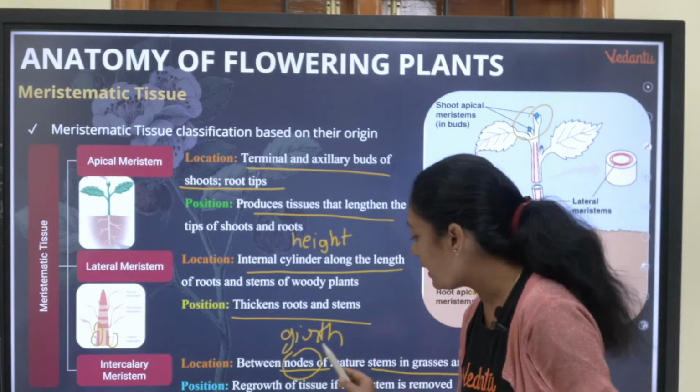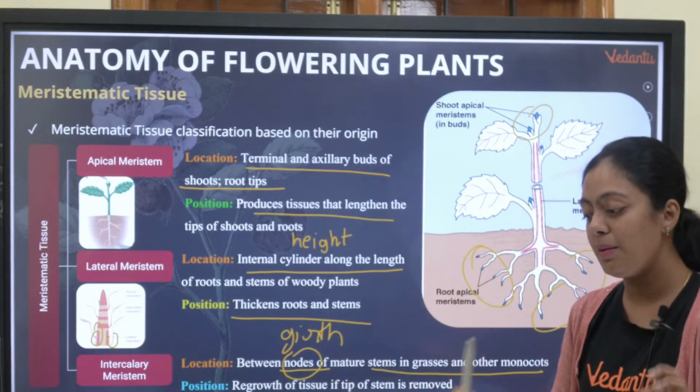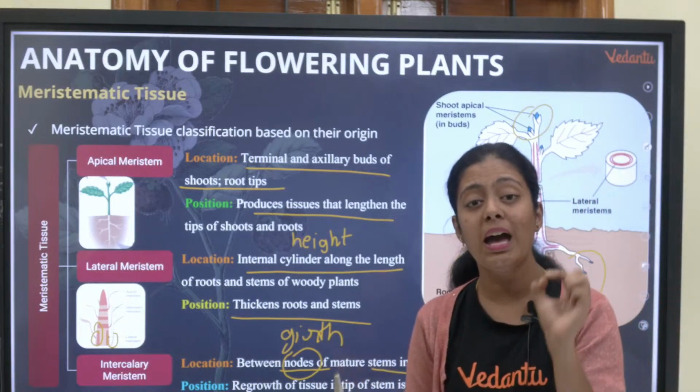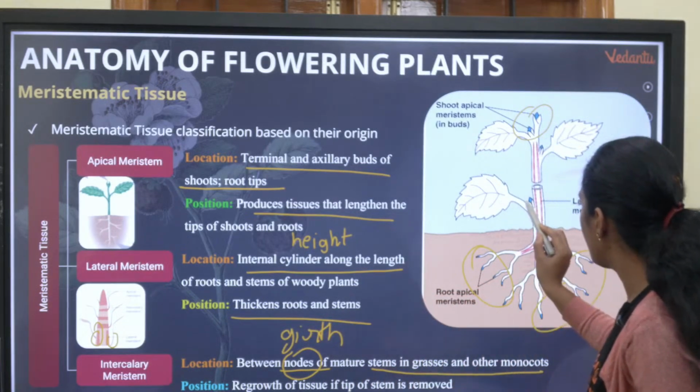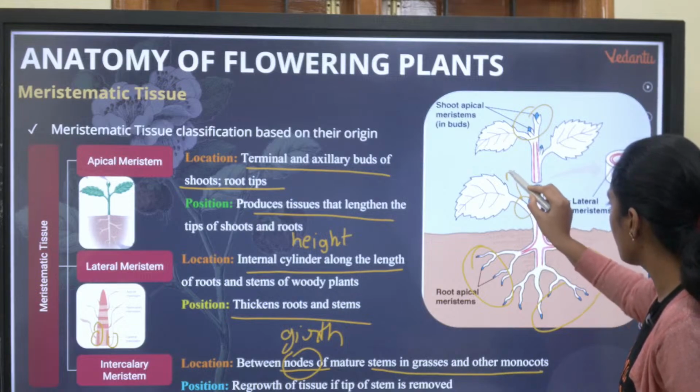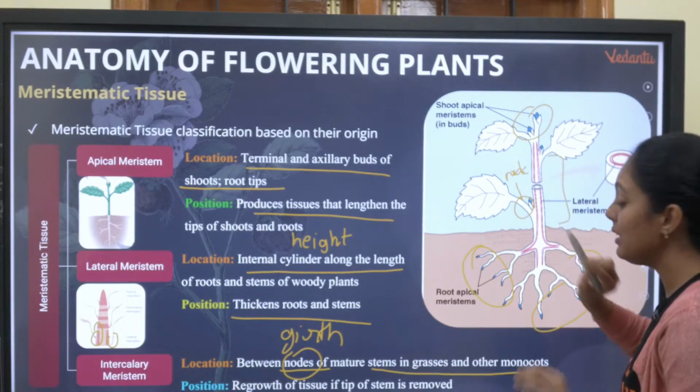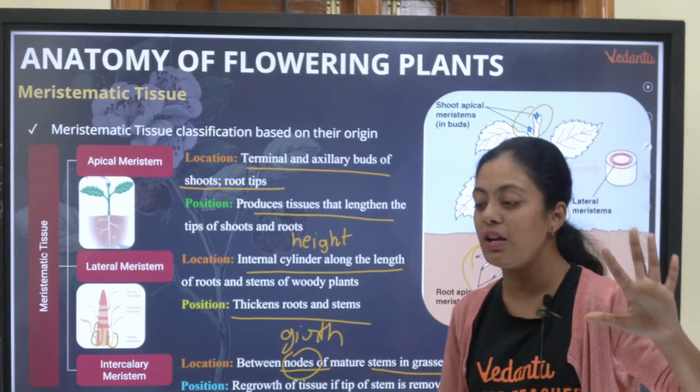So I asked you something. What is node? It is a place where your leaf arises. It's a part on the stem. So this is what we call a node. And the space between these two nodes is called internodes.